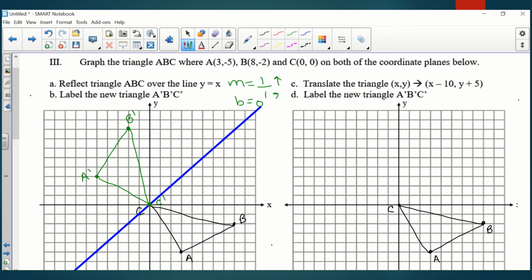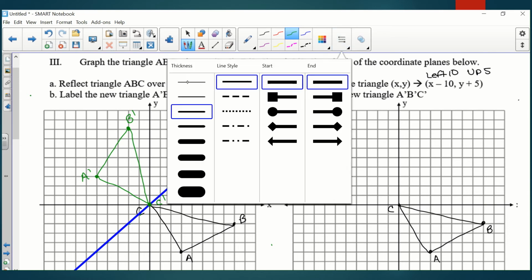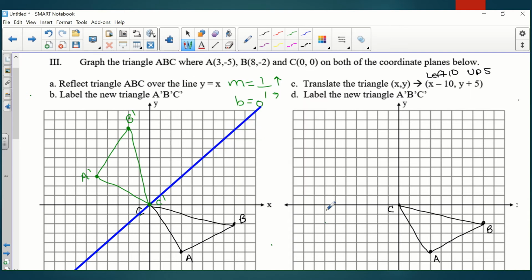Let's see, x minus 10. So x minus 10 means we're going to go left 10, but up 5. Okay, so each point we're going to move left 10, up 5. So if I'm going to move A first, I'm going to start at A and I'm going to go left 10, up 5. Okay, so here is where A prime is located following that translation. Next, for C, I'm going to go left 10, up 5.